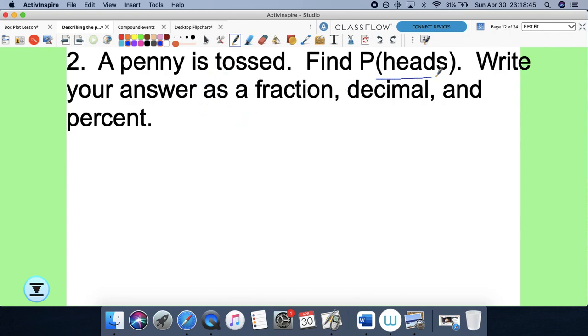A penny, a coin, is tossed. What's the probability of getting heads? Well, the probability of the coin landing on heads is a half, or if you want to write it as a decimal, 0.5, or 50%.